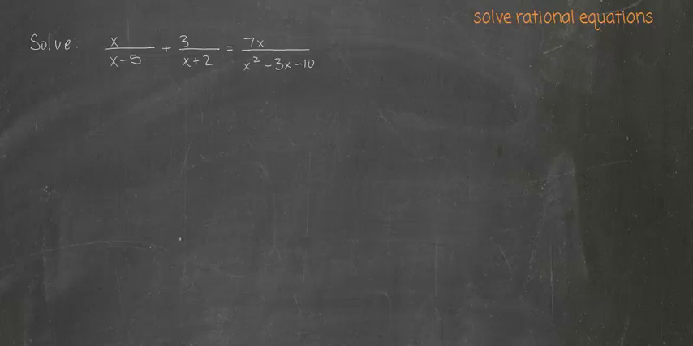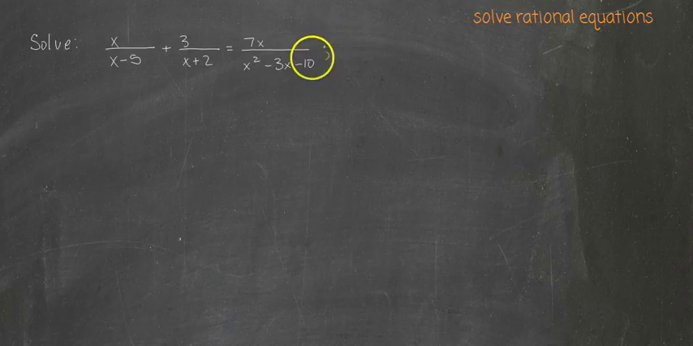All right, so we want to solve this rational equation. It has one variable, so we know we're solving for the x variable in this case. And whenever we're working with a rational function or rational equation, we always want to start by being sure that we identify the restrictions on the domain.